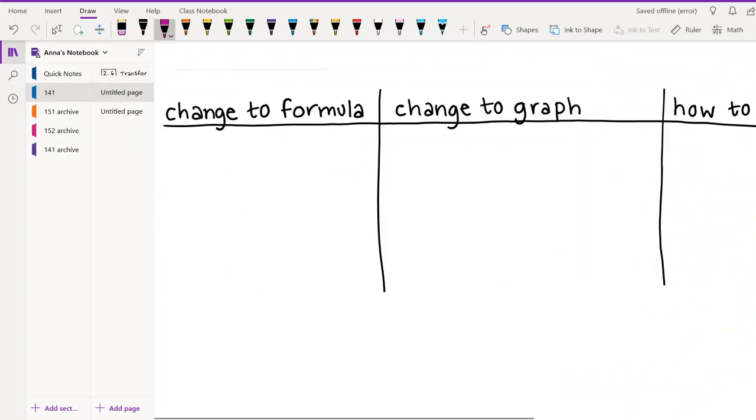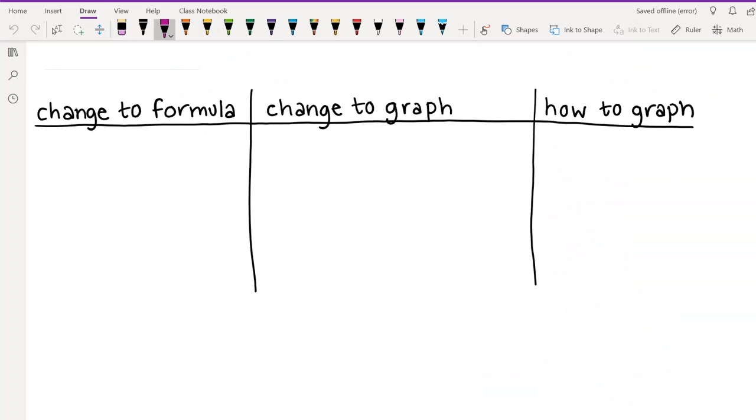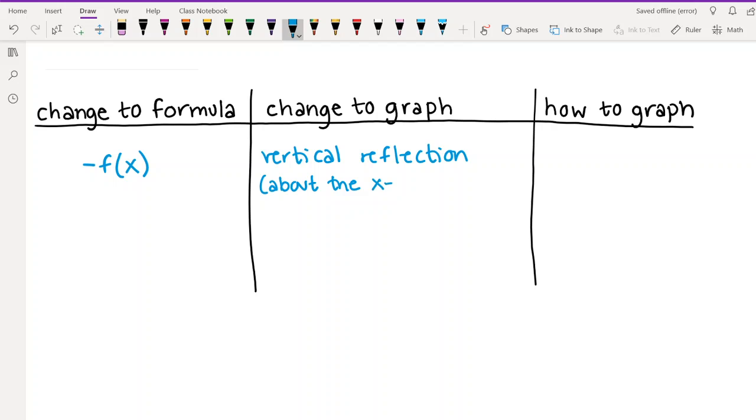Okay, so let's fill out a table like what we did in an earlier video, so that we can describe in general what happens with these types of functions. So the first one we did is we applied a negative sign outside of the function. And so what did that do to the graph? Well, it gave us a vertical reflection. Or you could call it a reflection about the x-axis. So reflecting over the x-axis, we can think of that as being a vertical reflection.